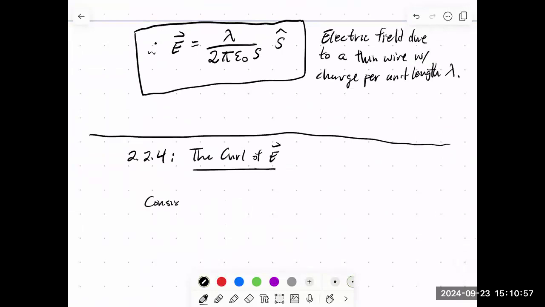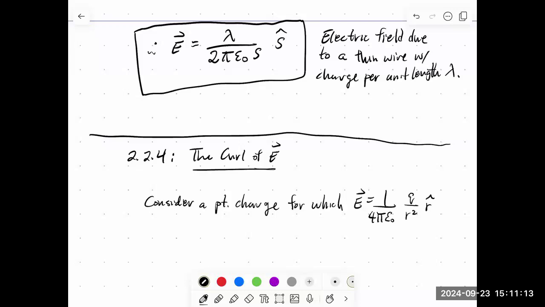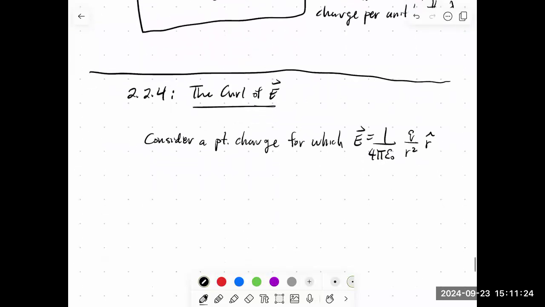So let's consider a point charge for which E is E. It's kind of an elegant thing where superposition allows us to do a lot, doesn't it? Because we can always start with a point charge and then just generalize by saying, well, if I had a bunch of point charges, you just add up the results over and over again and you get similar results.